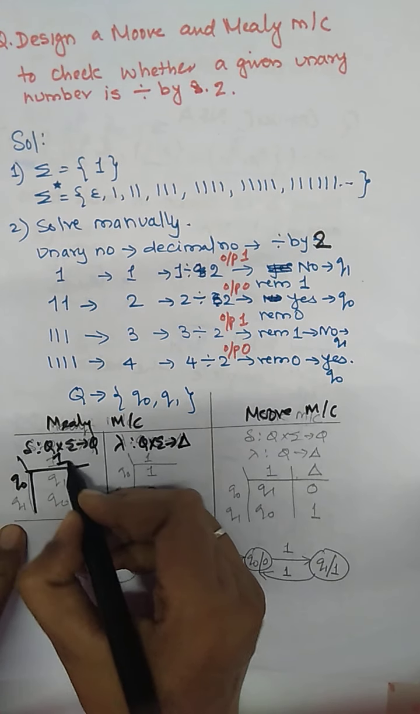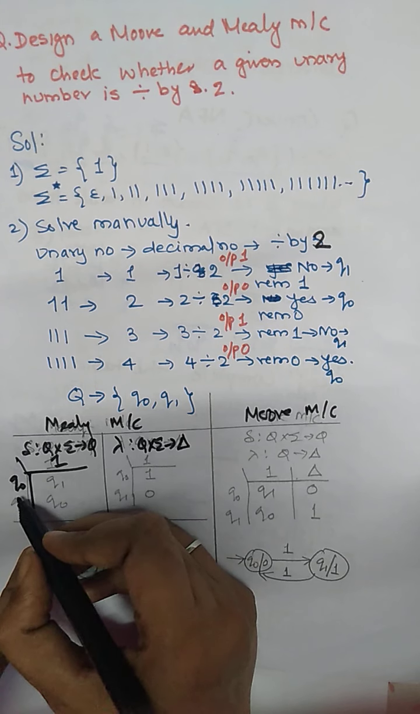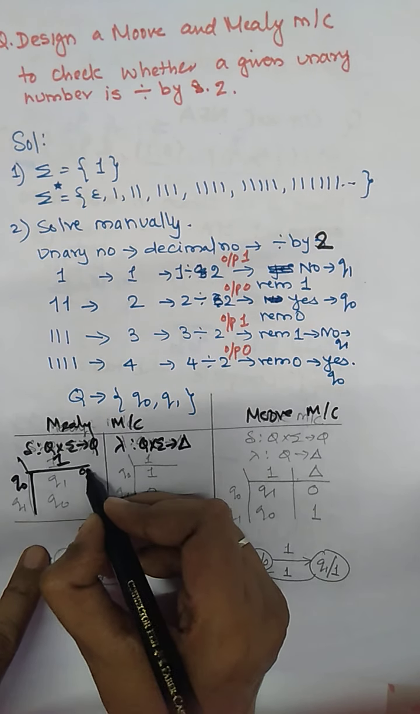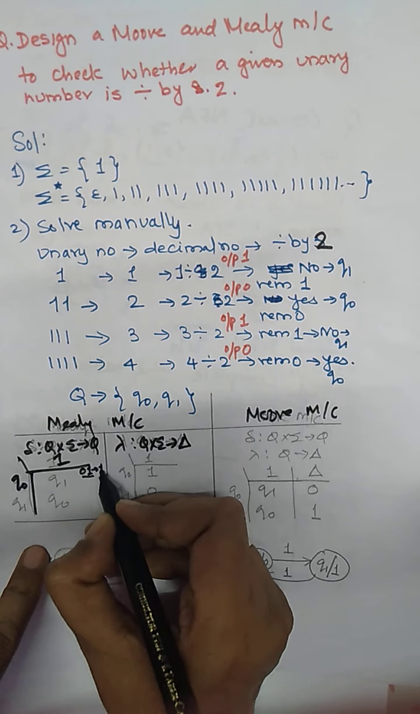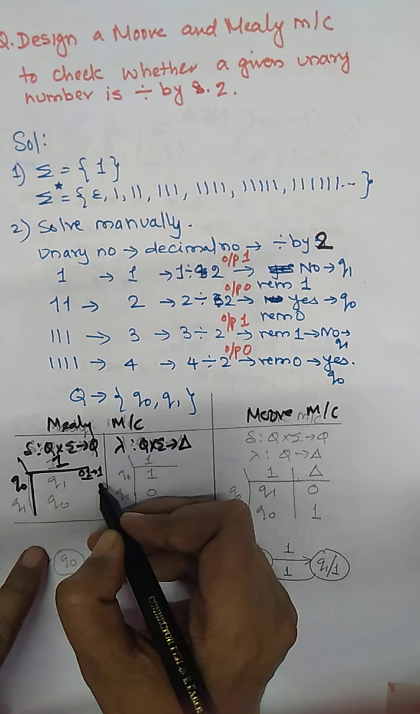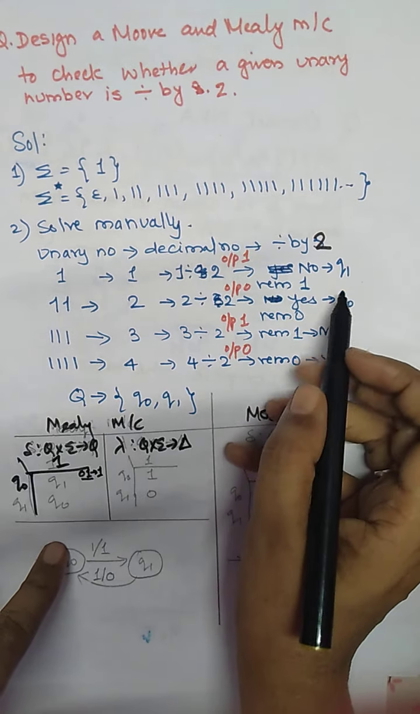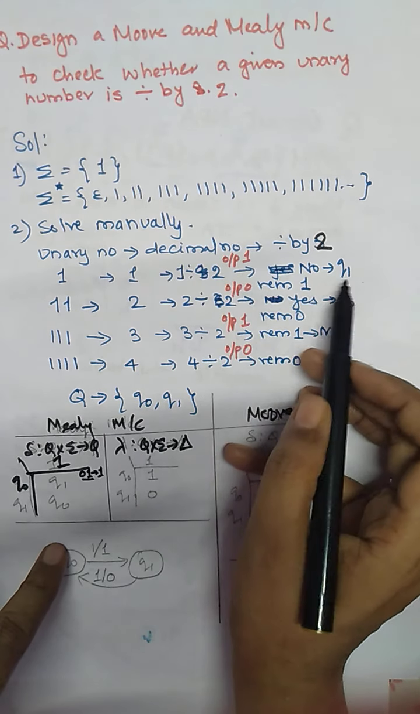Now q0 with the input symbol 1, where is it going? q0 with the input 1. So q0 means the previous remainder 0, and with the next bit as 1 it will make the number 1. So is number 1 divisible by 2? No. So what is that state? With the remainder as 1, the state is q1.